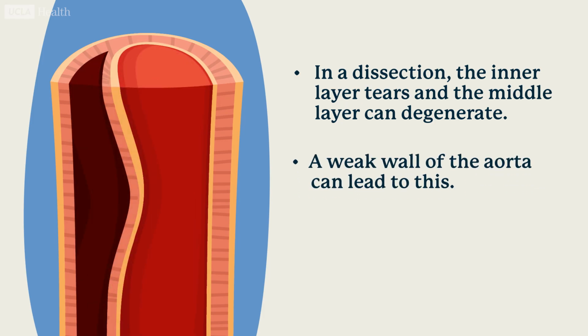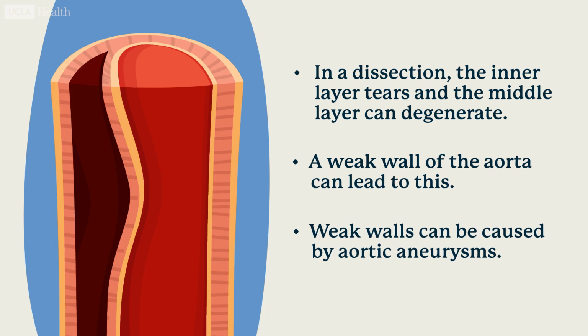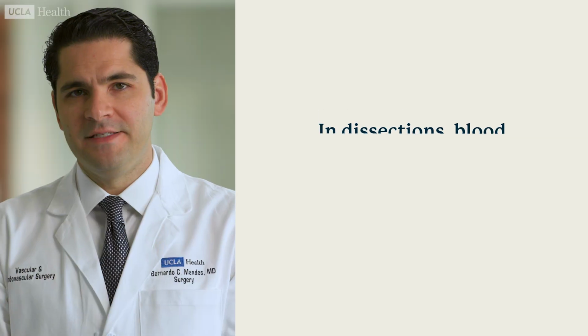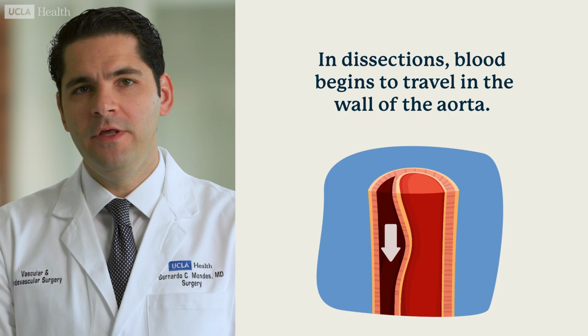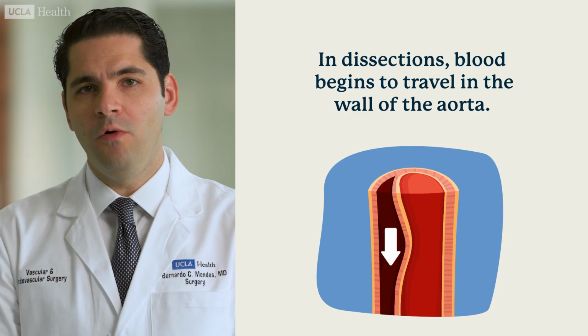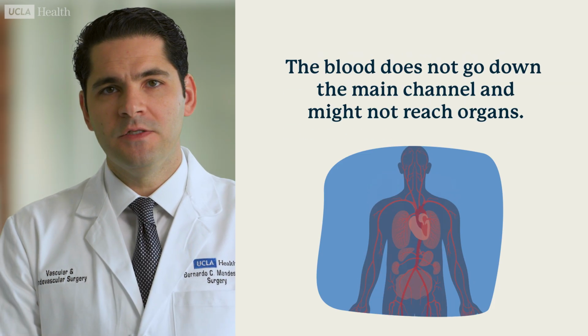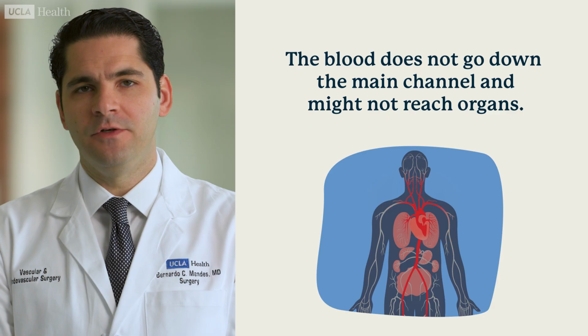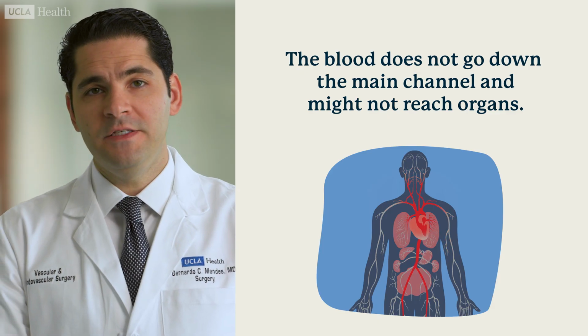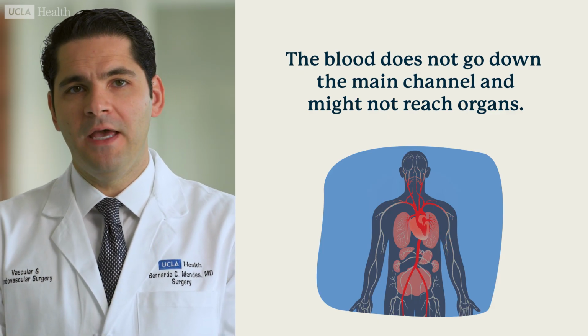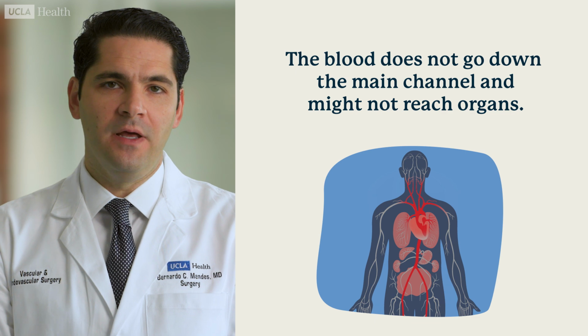A weak wall of the aorta can lead to this. Weak walls can be caused by aortic aneurysms. In dissections, the blood going through the aorta begins to travel in the wall of the aorta. The blood does not go down the main channel of the circulatory system. This means the blood might not be able to get to the organs that need blood supply.